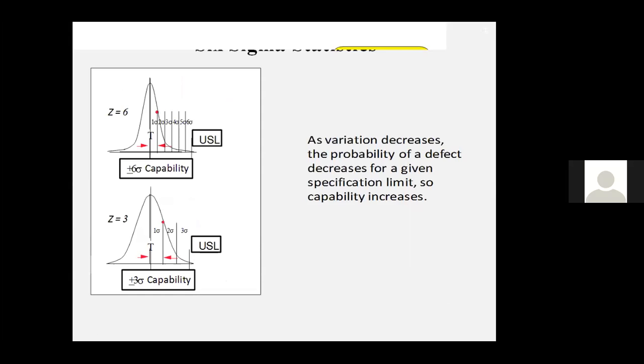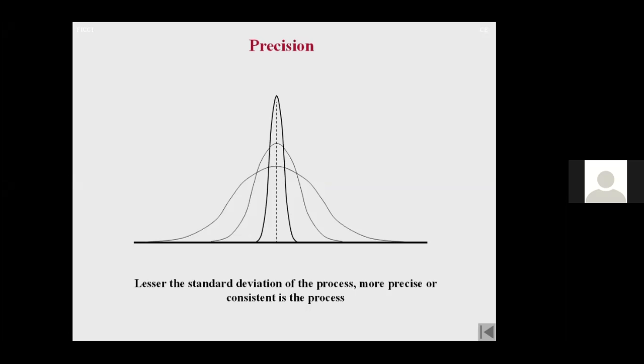We can see that these 2 processes, the above one shows plus minus 6 sigma capability, and the lower is the 3 sigma capability. As variation decreases, the probability of a defect decreases for a given specification limit, and we can say the capability has improved. In the above, as the variation decreases, 6 variations are fittable up to the upper specification limit, whereas the bottom shows the spread is more, and the variations that are fitting are only 3. So we have reached 3 sigma limit.